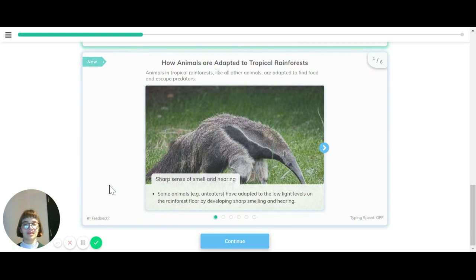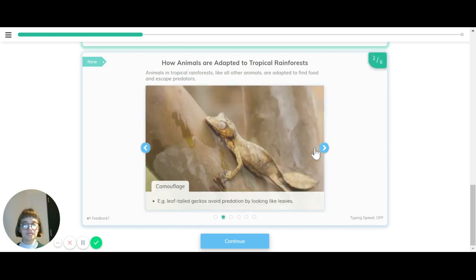Let's have a look at how animals are adapted. Animals in tropical rainforests, like all other animals, are adapted to find food and escape predators. So whether an animal is a predator or is more often prey will depend on their adaptations. They have a sharp sense of smell. Some have sharp senses of smell and hearing, such as anteaters, that have adapted to the low light levels on the rainforest floor by developing sharp smelling and hearing.